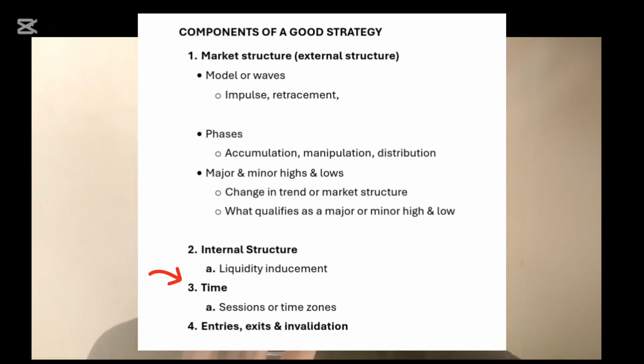Now, let's move on to the third component of strategy, and that is time. Now, time is a very vague concept, to be honest. There is no firm holding on time. Time is very elusive. It is very hard to capitalize on time.